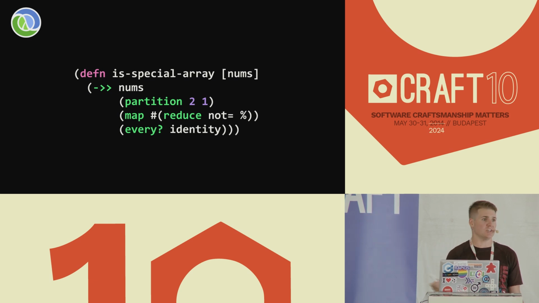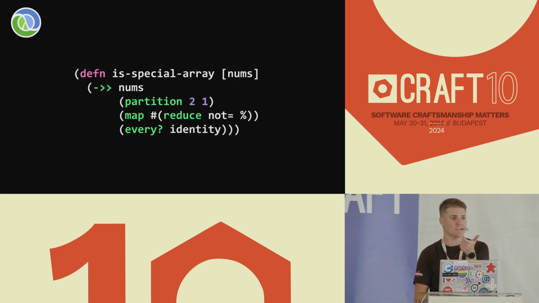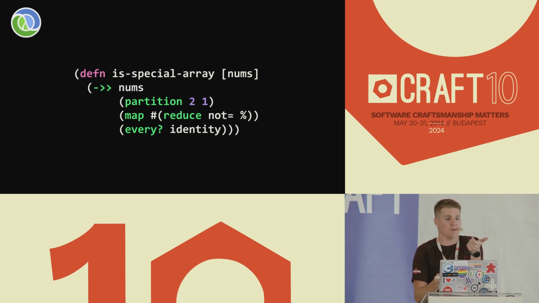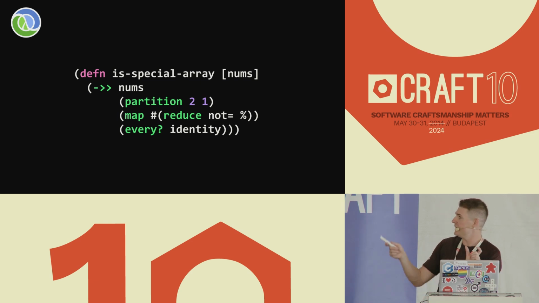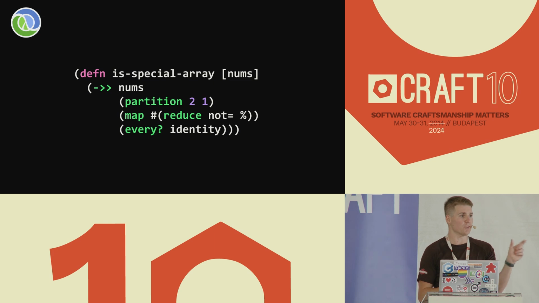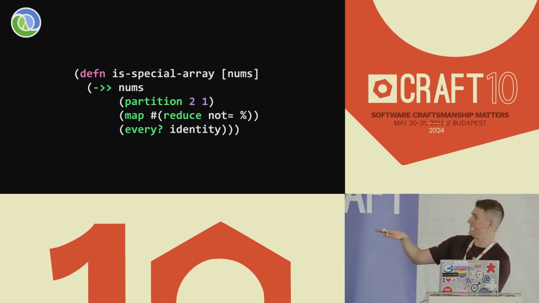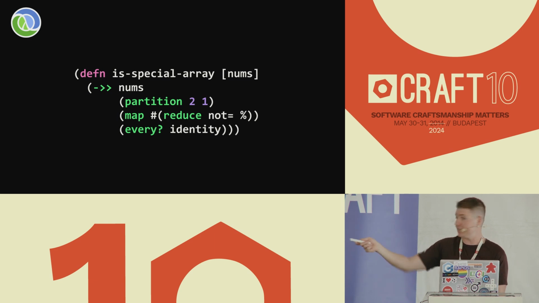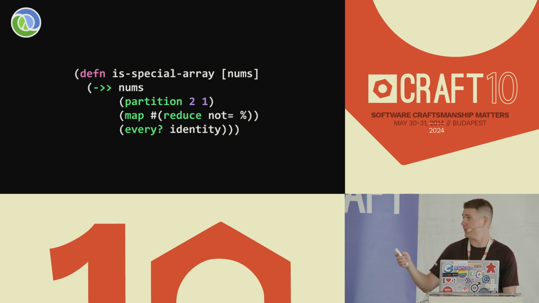So first you pass it to partition. That's going to basically take adjacent elements two at a time. Then you're going to perform a reduction, because each of those two elements is going to be in a list. And then that's going to return you trues and falses of whether they are equal to each other or not. And then at the end, you're going to do another reduction called every: is every single one of these things true? And because every is expecting a predicate function, a function that returns a true or false, but we already have a list of trues and falses, this is where we use the I combinator. So identity in Clojure is the name of the I combinator.